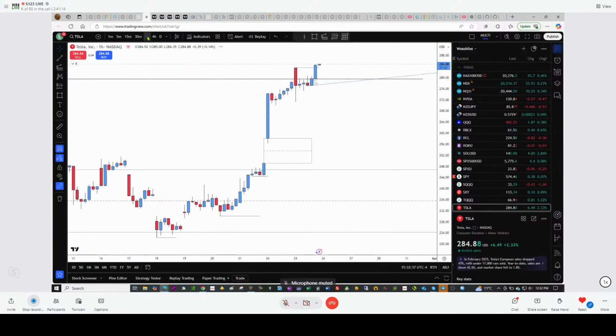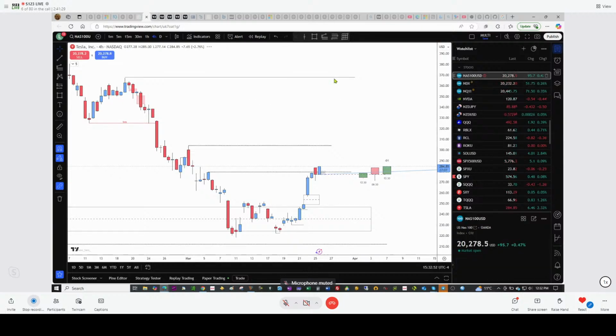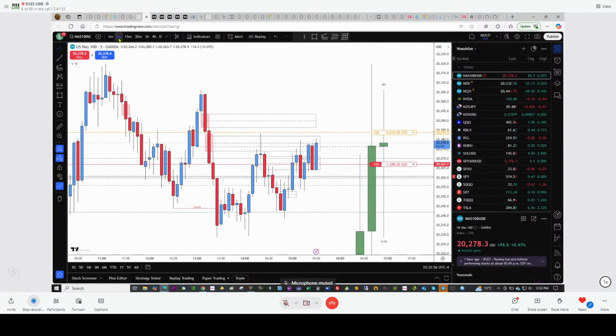30-minute, hourly, 4-hour. So next stop is this high. Wow. That's possible. So very strong here. Yeah, they're into strength right now. They're seriously contemplating that top.